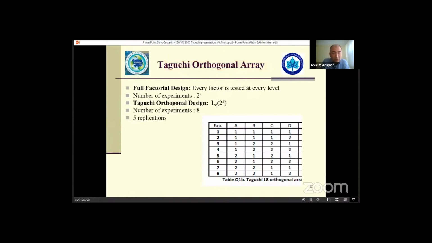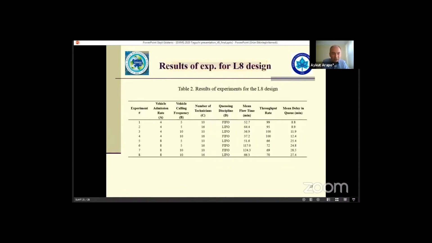However, in the Taguchi orthogonal array, we don't need 16, we just need 8 experiments. The Taguchi experimental setup is done so that the 8 experiments are performed by taking the most information from the experiments. And we make 5 replications on each.